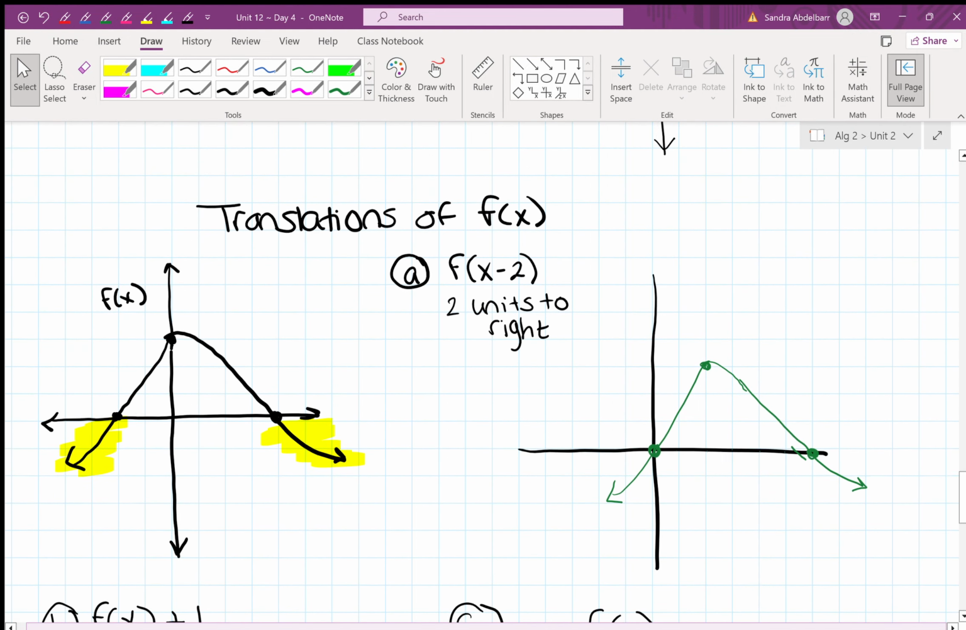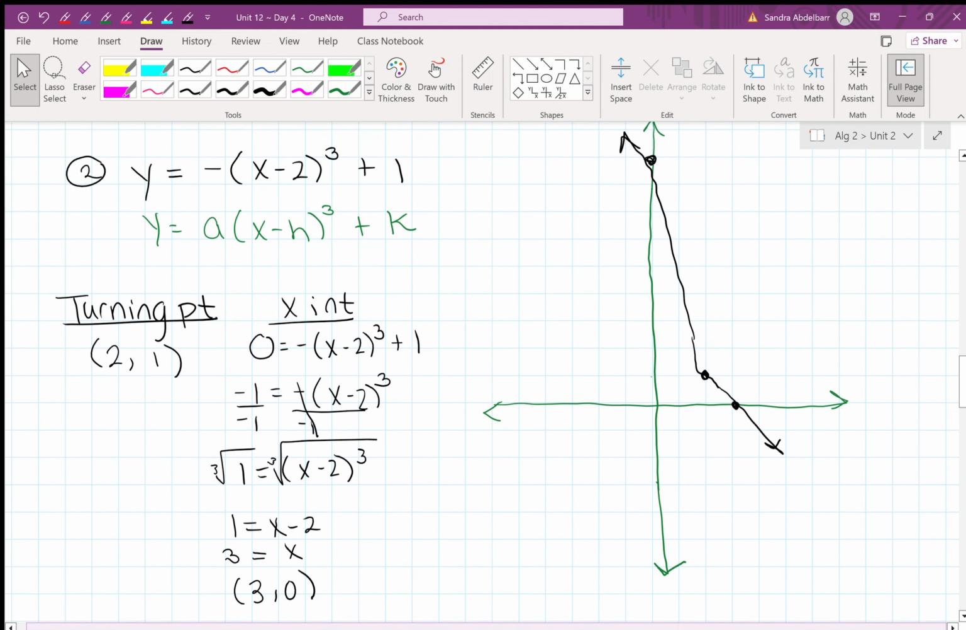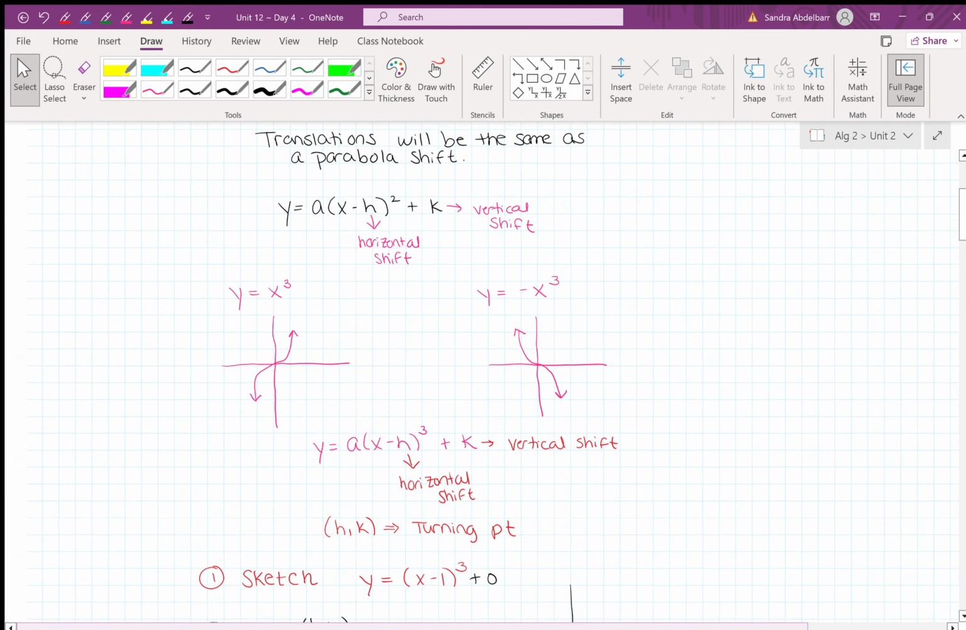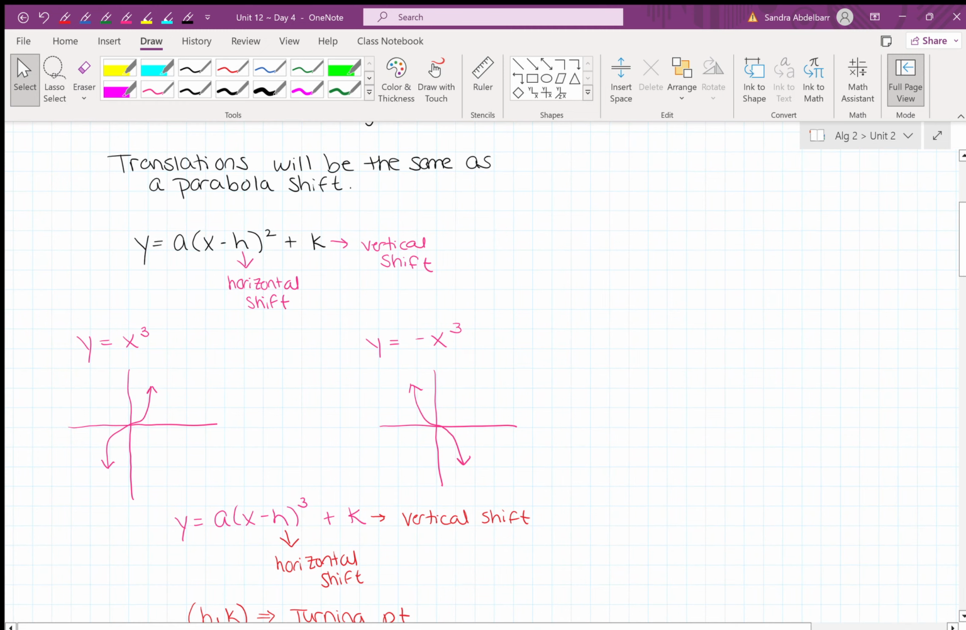Like there? Or like the first problem altogether? Miss Abdullah. Yeah.